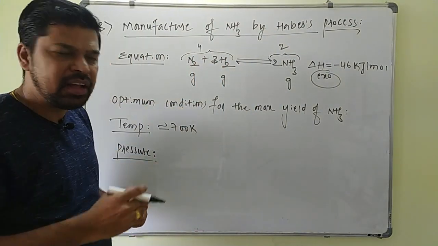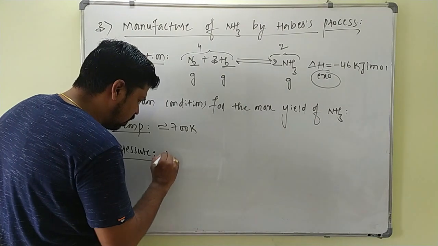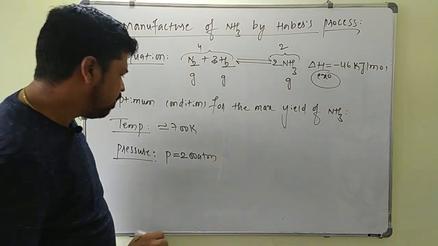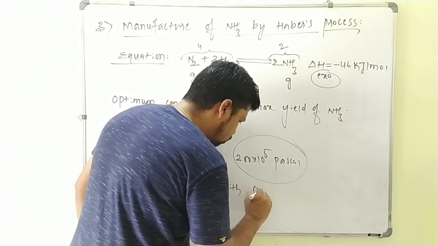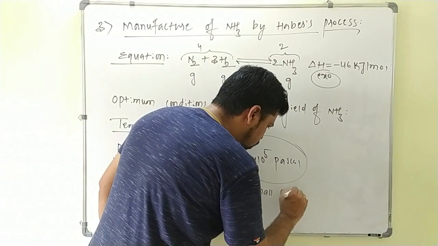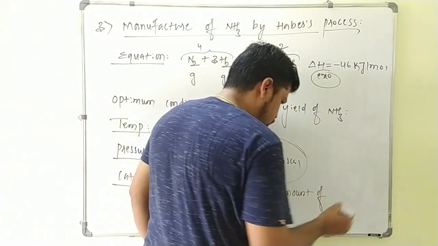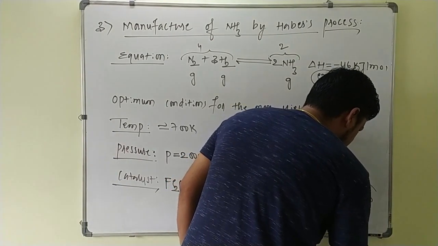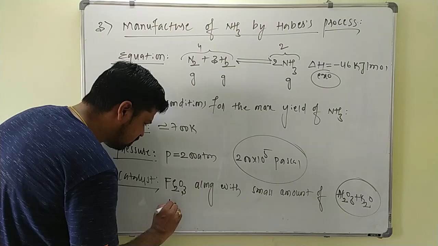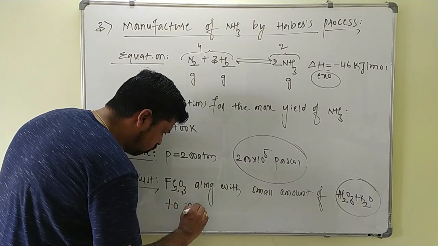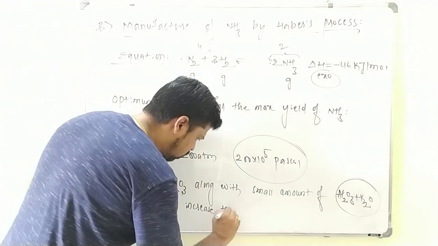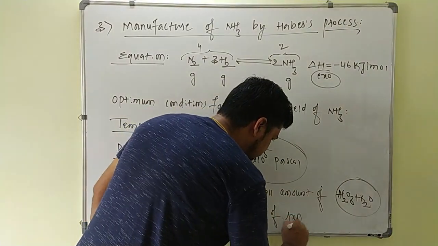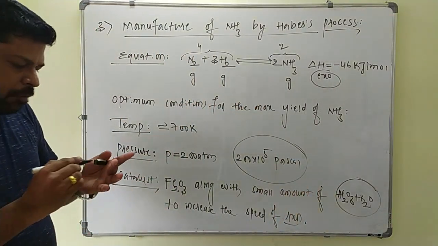That's why you have to maintain a high pressure, that is pressure equal to 200 atm, 200 atmospheric pressure you have to maintain, along with small amount of Al2O3 plus K2O to increase the speed of reaction. This much you have to write it for 3 marks.